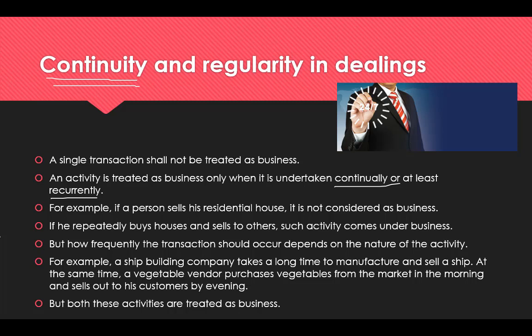But how frequently the transaction should occur depends on the nature of the activity. For example, a shipbuilding company takes a long time to manufacture and sell a ship. At the same time, a vegetable vendor purchases vegetables from the market in the morning and sells out to his customers by evening. But both these activities are treated as business.